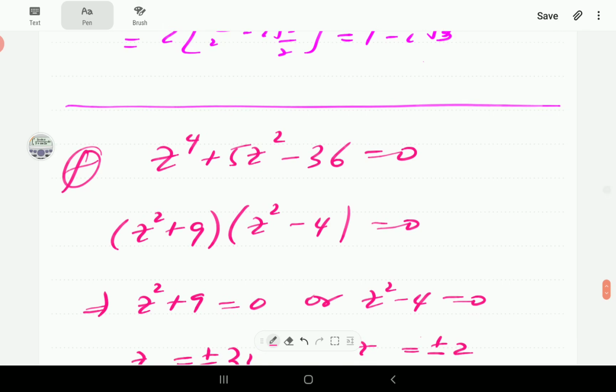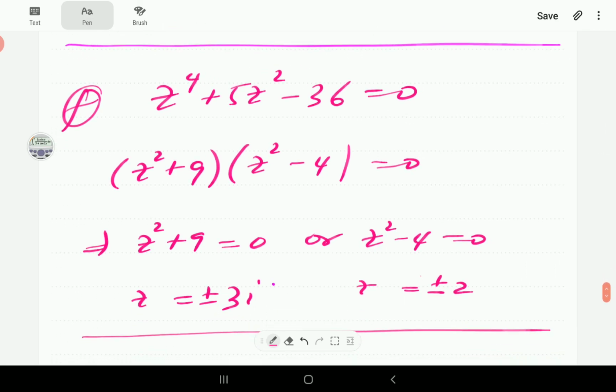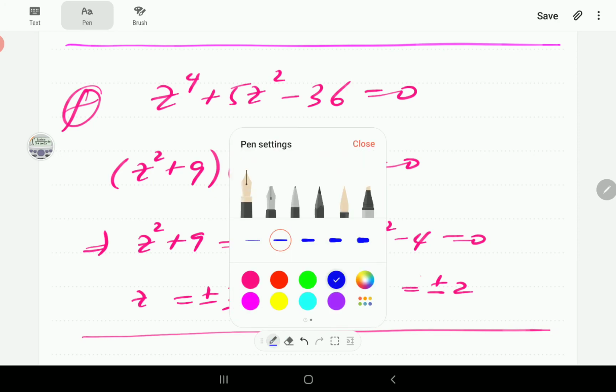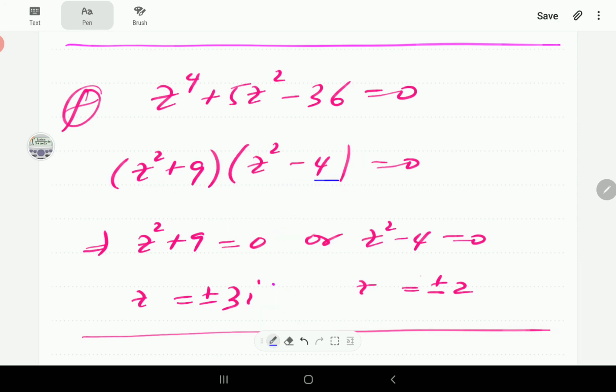For F, we have got a 4th degree polynomial, but only the even powers appear, so we can treat it as a quadratic. And so indeed we factorize it like this. It's a quadratic in z squared. So from here we've got z squared plus 9 is 0, so z is plus or minus 3i. From here z squared minus 4 is 0, so z is plus or minus 2.